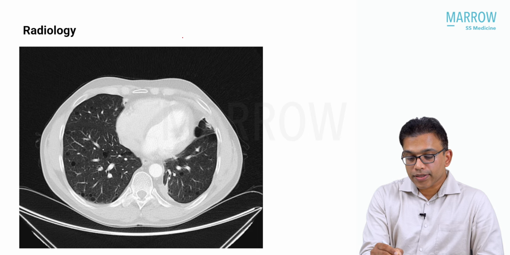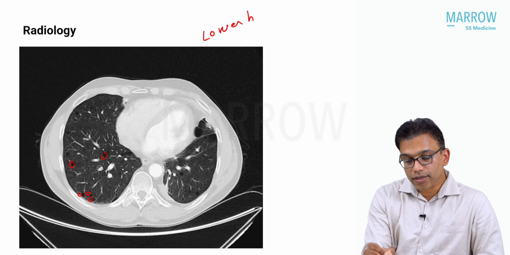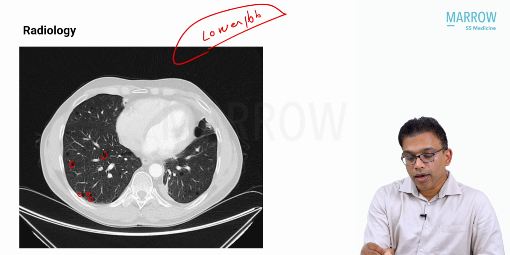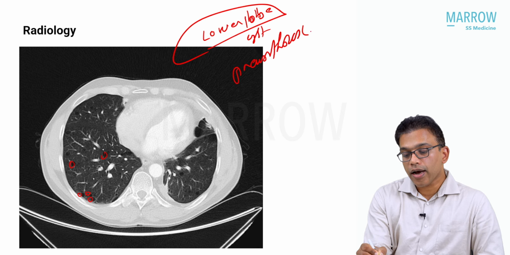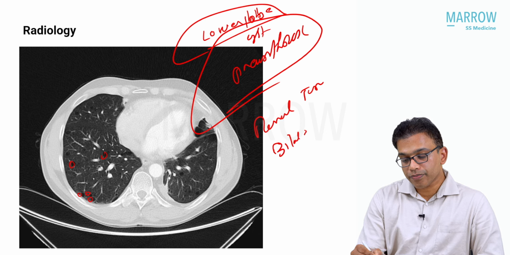One classical thing is that on the CT, you can see multiple cysts, which are more commonly seen in the lower zone. Predominant cysts are there. The in-between lung is normal. There can be a history of pneumothorax, but the recurrence is not as high as that of LCH or LAM. The renal tumors are very classical. Usually it can be bilateral also.